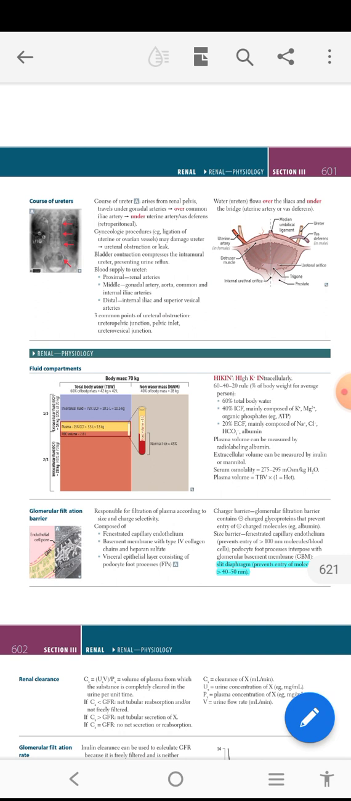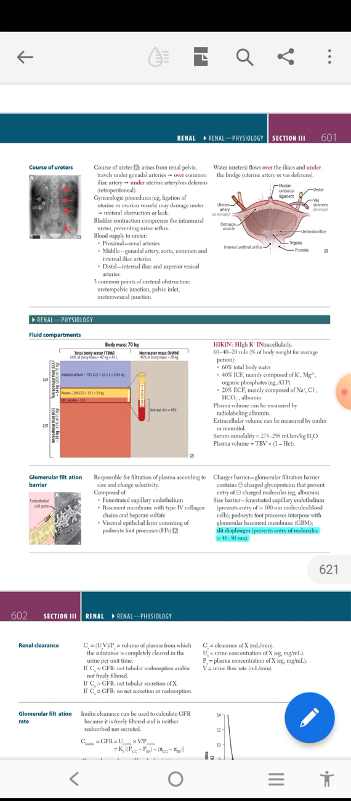Gynecological procedure, that is a ligation of the uterine or ovarian vessel, may damage the ureter, which leads to the ureter obstruction or the leak. Bladder contraction compresses the intramural ureter, preventing the urine reflux. Now, the blood supply to the ureter. So, proximally it is by the renal arteries, middle it is by the gonadal artery, aorta, common and internal iliac artery, and distally by the internal iliac and the superior vesical arteries. Three common points of the ureteral obstructions are ureteropelvic junction, pelvic inlet, and the ureterovesical junction.